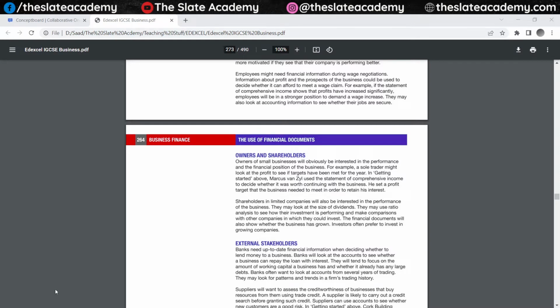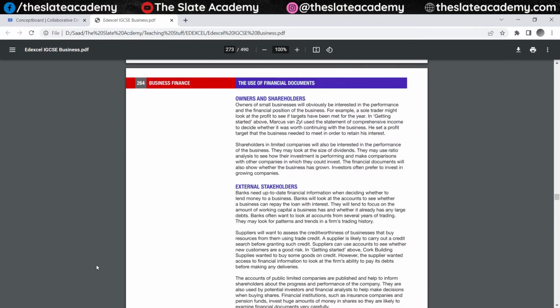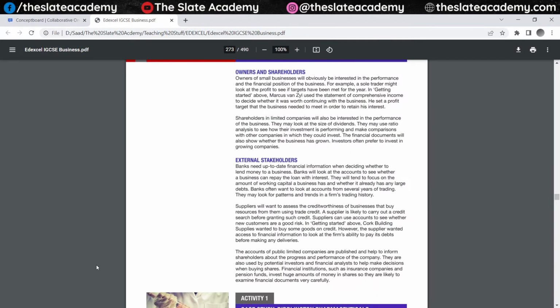Okay. Moving on, we have external stakeholders. For external stakeholders, let's say we discuss banks, customers, suppliers, and government. So for banks, if banks were to use the financial statements, why would the bank of a business ever consider using their financials?